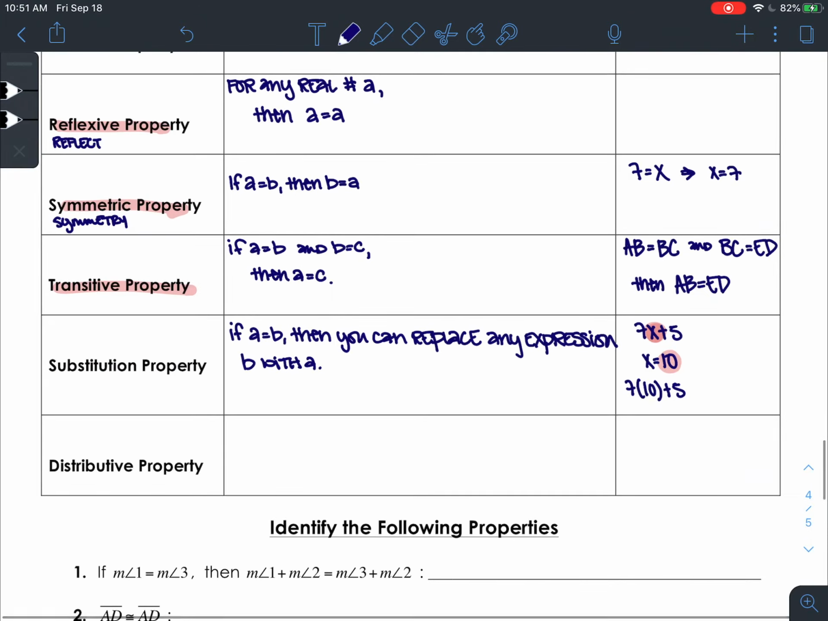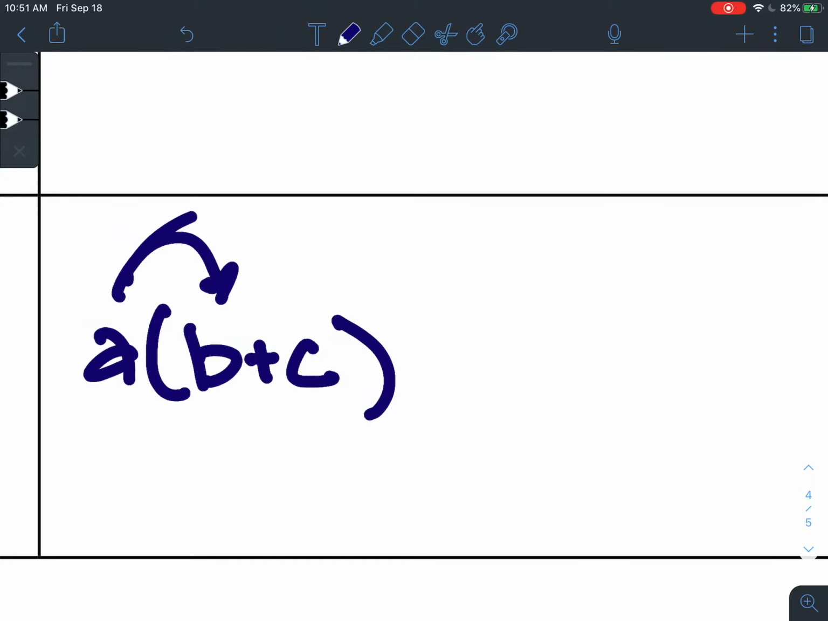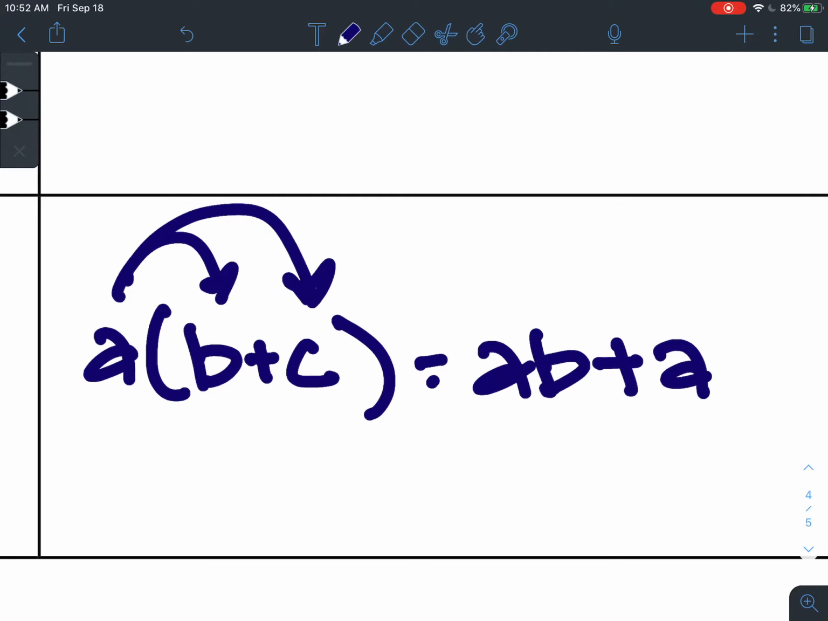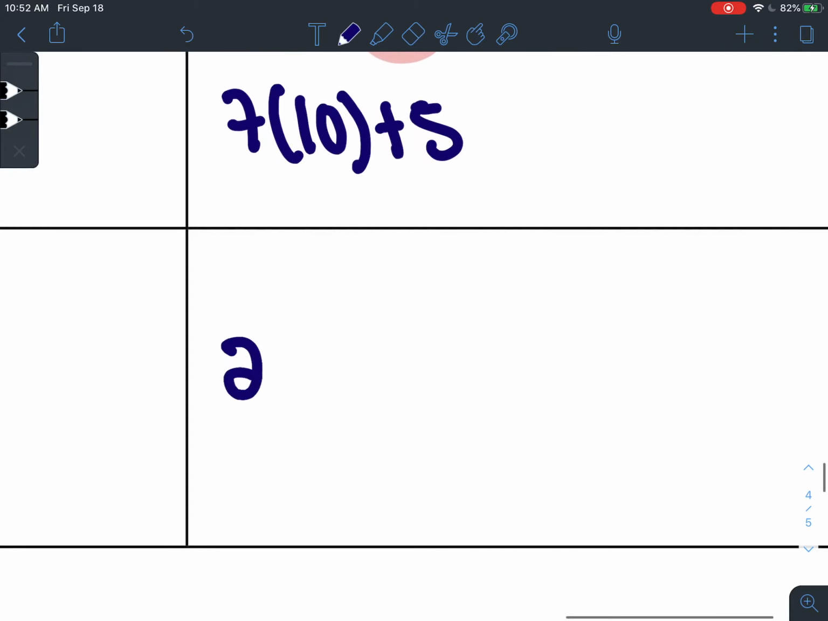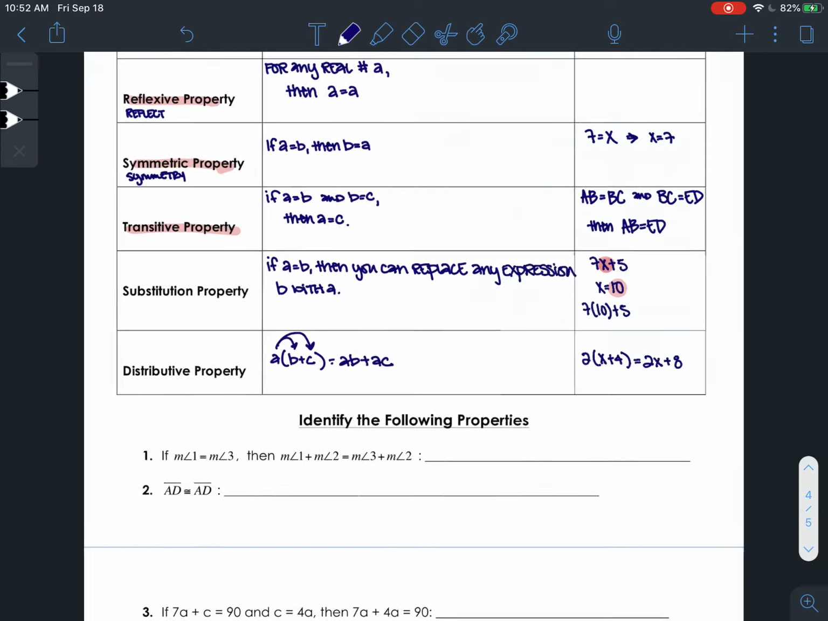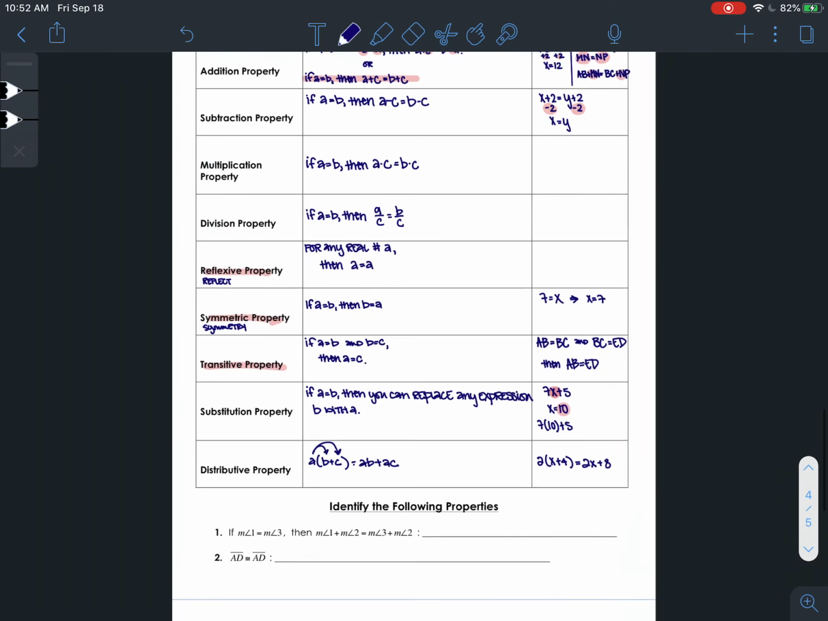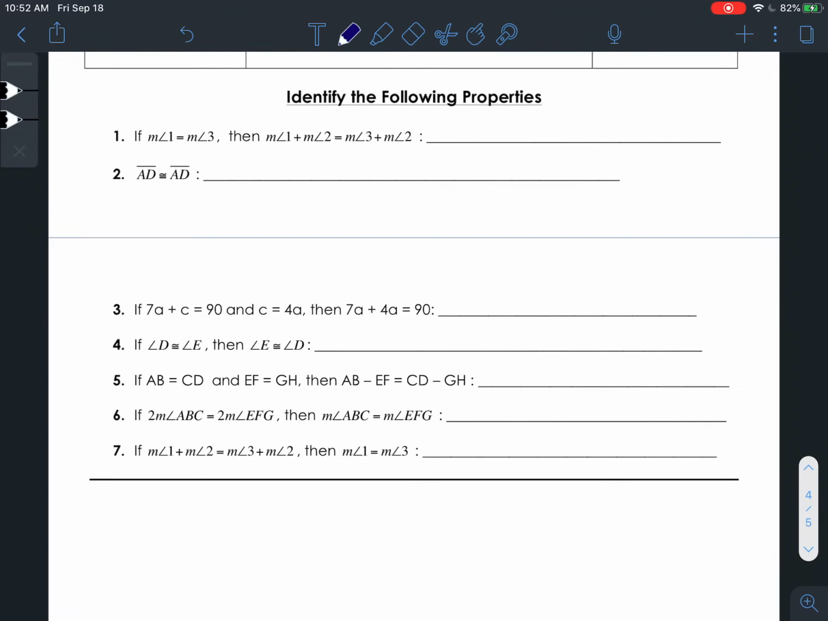Now, my last one here is the distributive property. You guys have done this before, but it's just saying that if you have this number A on the outside of parentheses and you have B plus C inside those parentheses, we can take this A and distribute it through, and we would get AB plus AC, right? So an example of that is if you had 2 times (x plus 4), when you distribute that 2 through, you'd get 2x plus 8. All right, I'm going to pause there and then go ahead and do the identify the following properties, and then we'll be done.